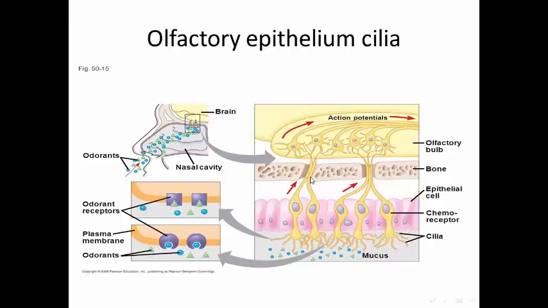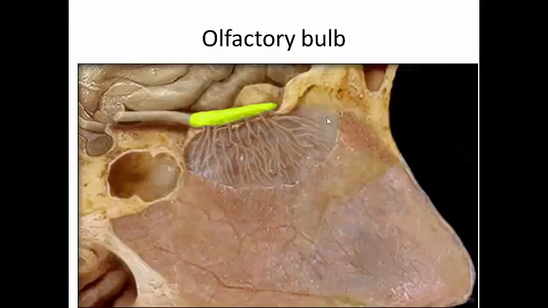After that, it passes through small openings or pores in the ethmoid bone that is part of the skull. After that, the olfactory nerve is inside the skull. In this area, it is outside the skull. In this area, it is inside the skull. After entering the skull through the small pores in the ethmoid bone, which we call the cribriform plate, it will form what we call the olfactory bulb.